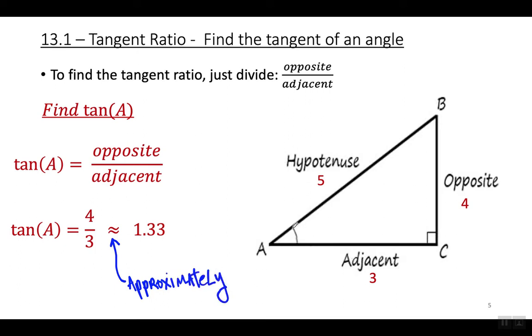All right, so again, from the point of view of angle A, to find the tangent of angle A, you just divide the length of the opposite side by the length of the adjacent side. In this case, it's 4 divided by 3, which gave me my answer, which is approximately 1.33.